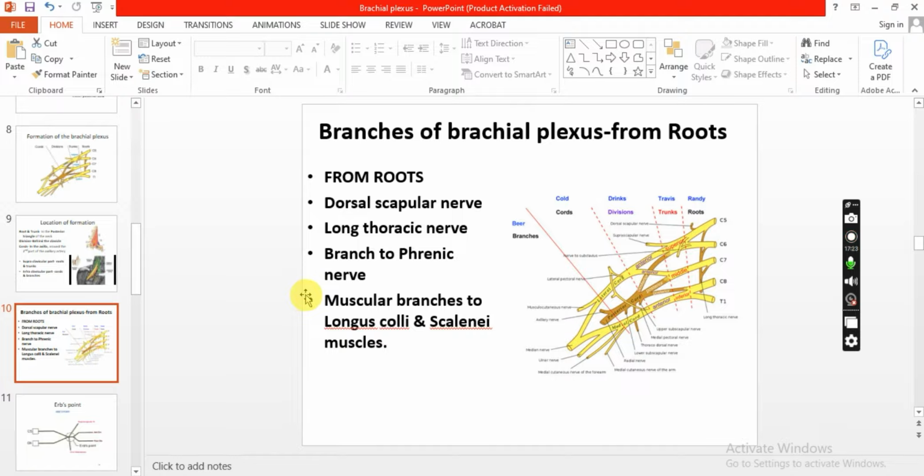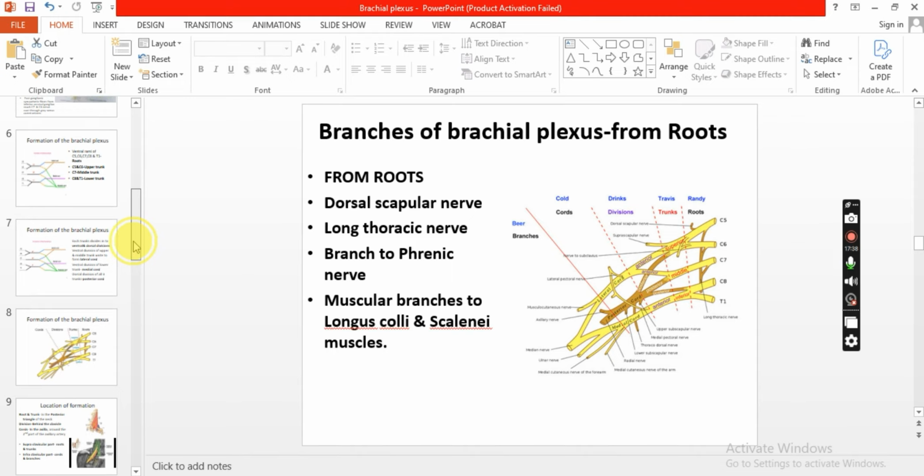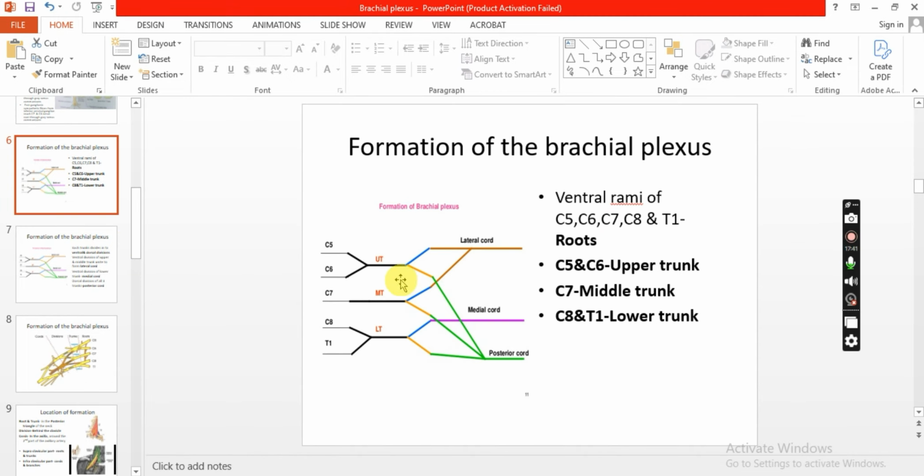Now a few branches are coming from the roots, and some from the upper trunk. From the upper trunk, two nerves are attached here. These are the suprascapular nerve and the nerve to subclavius. The suprascapular nerve and the nerve to subclavius, two nerves arising from the upper trunk.